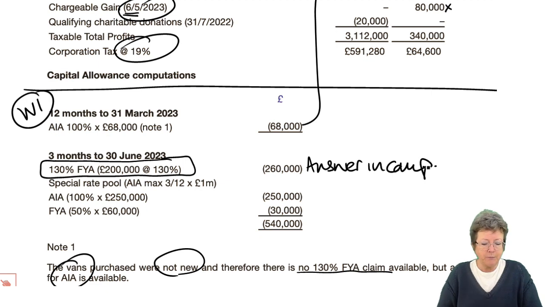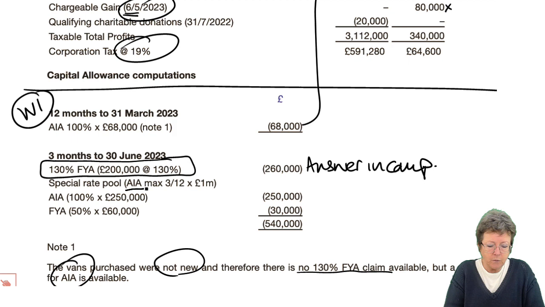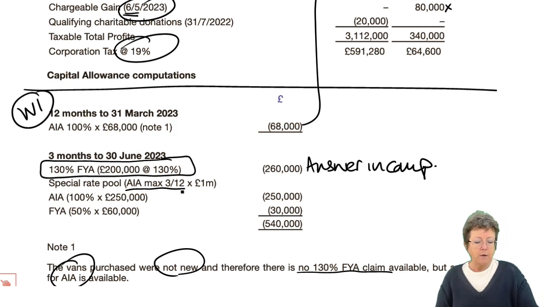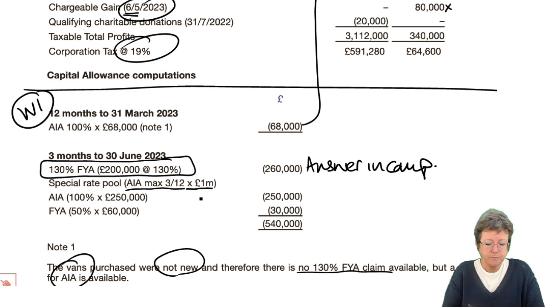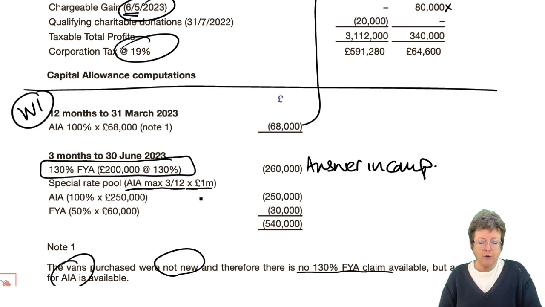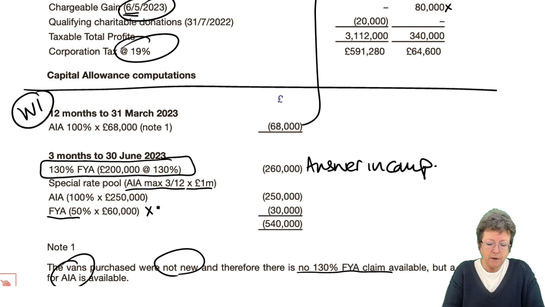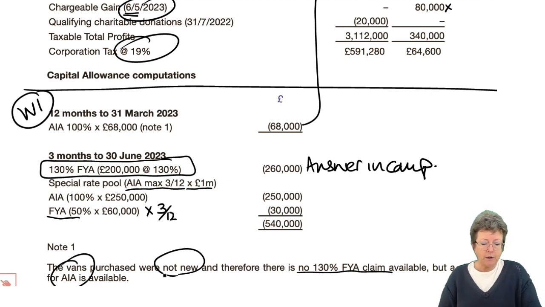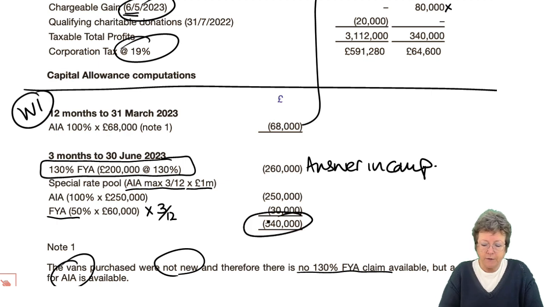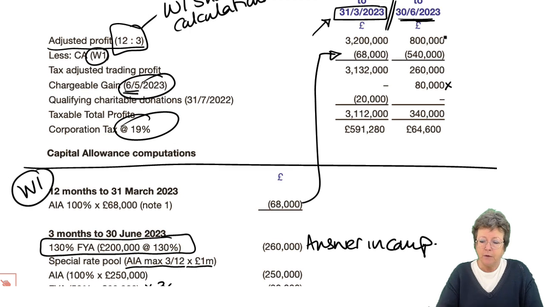Then the special rate pool, again, now this here, AIA, we have to time apportion it. So we're going to get AIA of 100% because that's better than the first year allowance. Again, at only 3/12, but that's okay. We've got sufficient there to be able to put that in. So 540,000 nearly wiped out all the profits there.